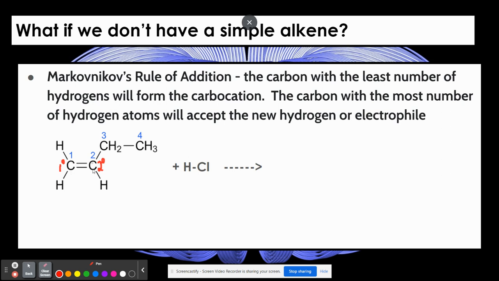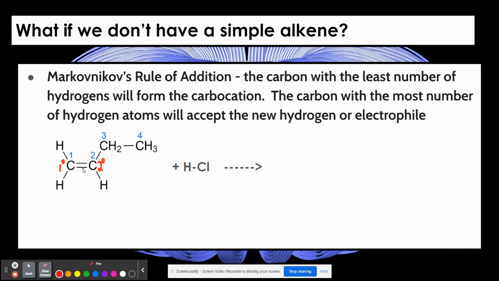And on carbon number 2 is where the halogen, in this case chlorine, will go. The reason for this is because carbon number 2 will form a more stable carbocation because it's surrounded by more electronegative elements. So wherever you can form the most stable carbocation, which is going to be the one that's more in the center of the molecule, that's where you're going to add your halogen.